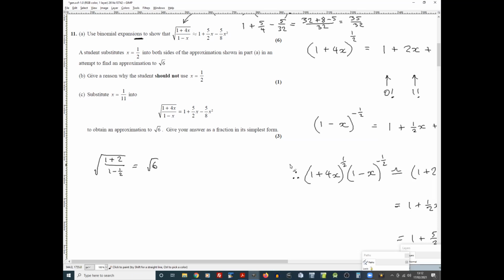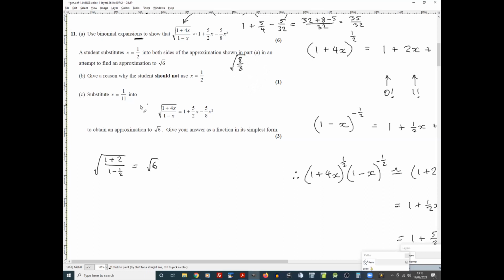But it wouldn't give us an approximation to root 6, perhaps, would it? What would it give us an approximation to? If we said x equals a quarter, we'd have 2 over 3 over 2, 3 over 4. 3/4. What's 2 over 3/4? That is 8 over 3. Good. So you'd be getting an approximation to root of 8/3.